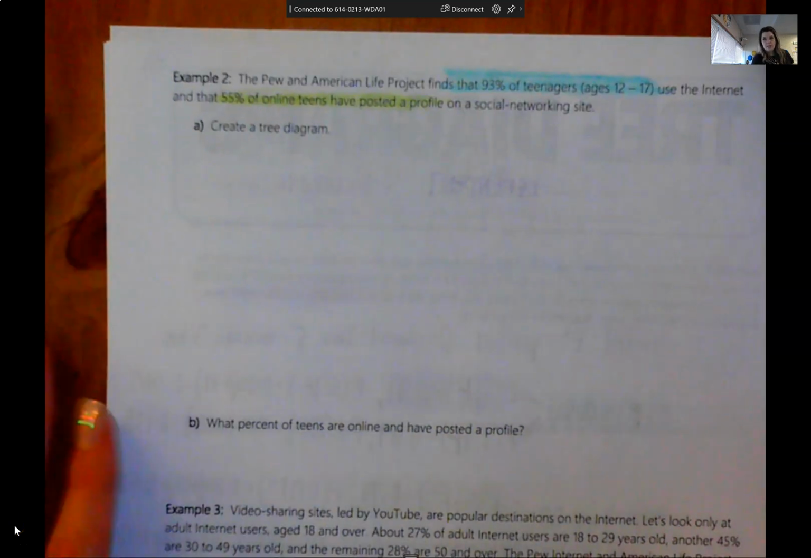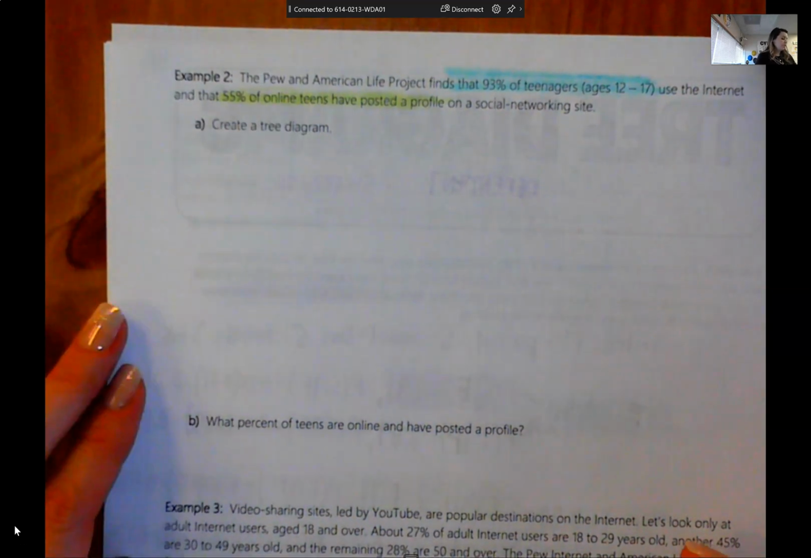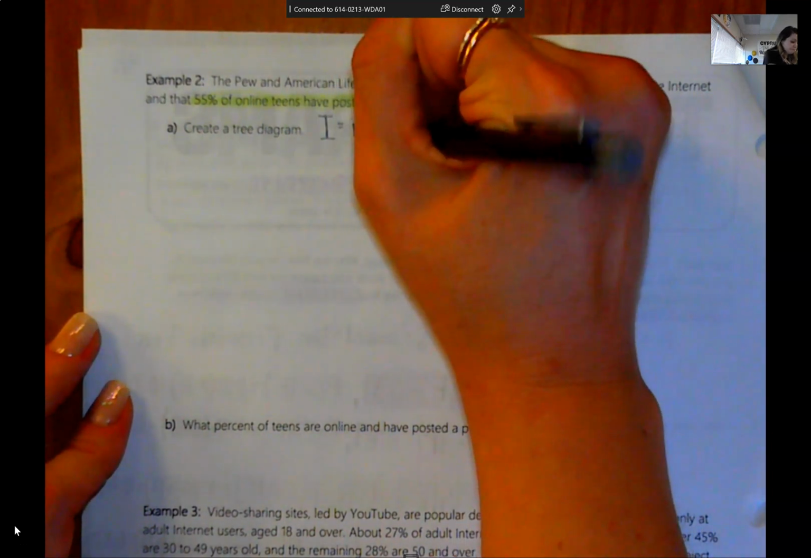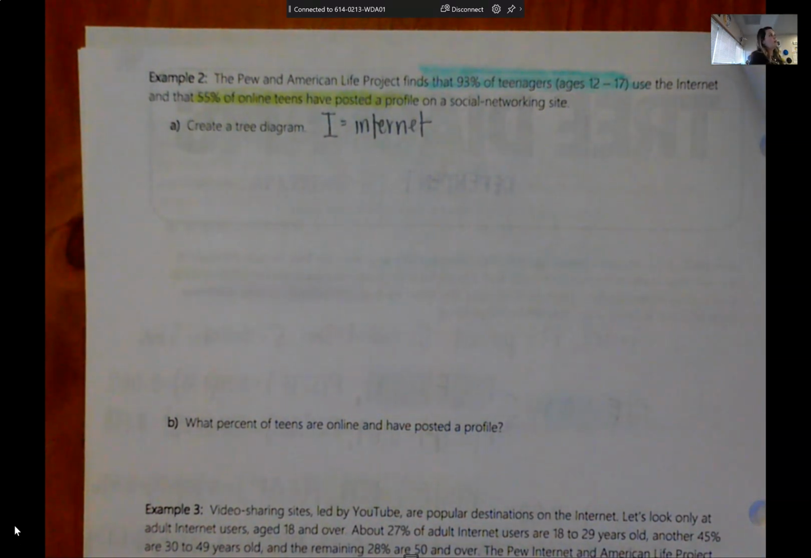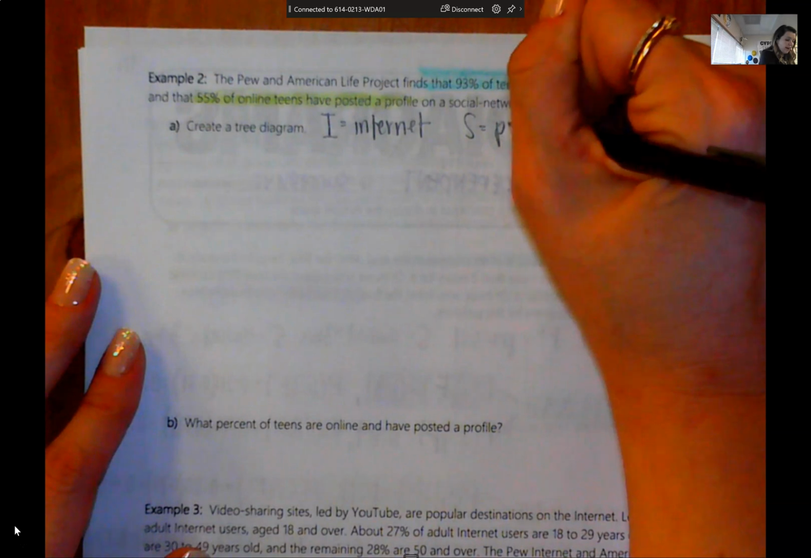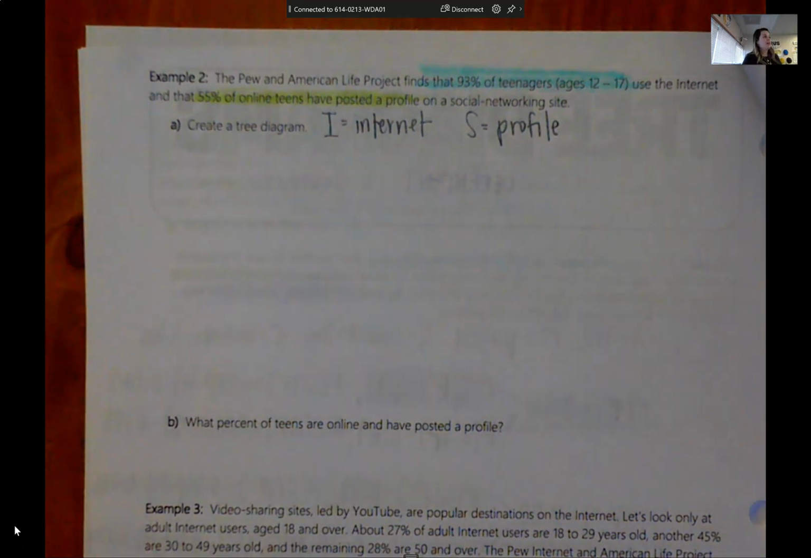Okay, so the first one that they give me is what percentage of kids have the internet or use the internet. So I think I'm going to use the letter I for internet. If you want to use O for online, go ahead and use O. Then the other piece of information that they give us is this idea of a profile on social networking sites. So I used S for a profile on social networking. You could just use P if that makes more sense to you. So I for internet, S for profile. I'm using S because of the social networking situation.